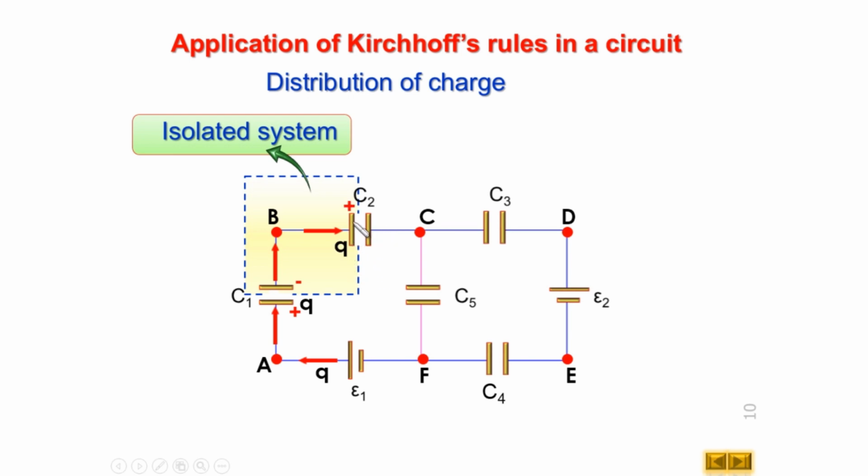Again, the facing plates of the capacitor have equal and opposite charge. And here this is a positive charge. That means this facing plate should have the negative charge. And we know from a negative plate we can take charge out. So we can make the arrow here and write Q charge is coming out of the plate. Now this Q charge will reach this point C. C is the junction.